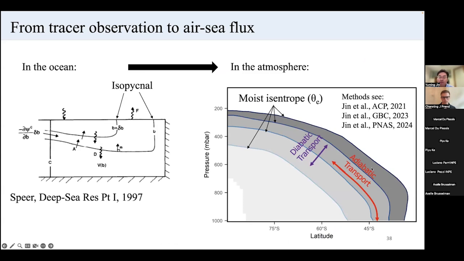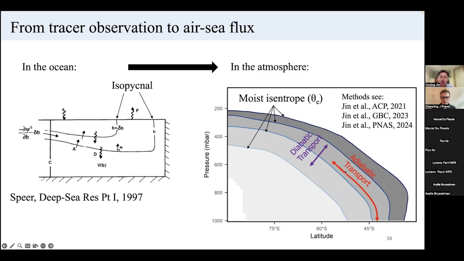In the atmosphere, we have something similar to isopycnal, which is called isentrope, or moist isentrope, zeta E. This is a conserved energy surface. We know that tracer mixing along zeta E is really fast. The transport pathway is called adiabatic transport because it does not involve gain or loss of energy. Adiabatic transport is way more rapid than diabatic transport, which is transport across moist isentropes. The diabatic transport is driven by radiative cooling and is rate limited.